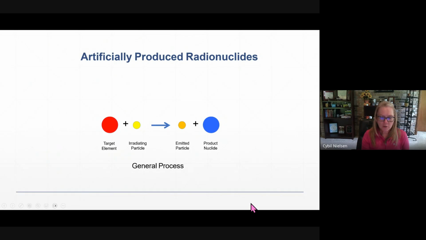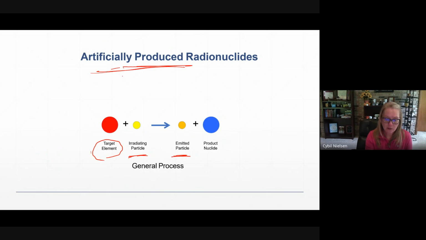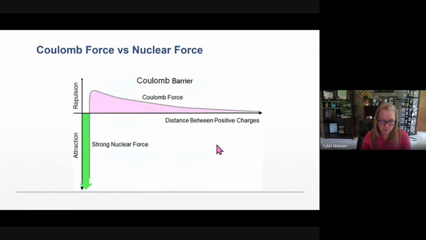So artificially produced radionuclides are going to be written in such a way that you have a target, you're going to add something, and something comes out. And we usually put that in parentheses. And what we add, or what is listed first, is what goes in. What's listed second is what comes out. And then we end up with the product. I'm going to skip ahead because I want to show you what that looks like before we get into anything else.